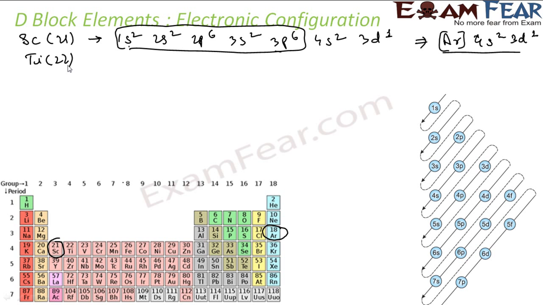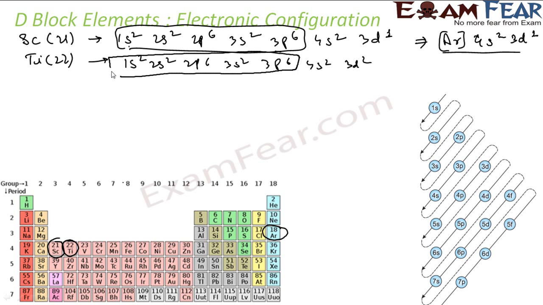So now if you see titanium, the atomic number is 22, only one more than this. So it will be all same, only this 3d1 will become 3d2. 1s2, 2s2, 2p6, 3s2, 3p6, 4s2, it will be 3d2. The same thing I can write, this whole thing I can write as argon. This becomes argon 4s2, 3d2. Right? So this is the electronic configuration.